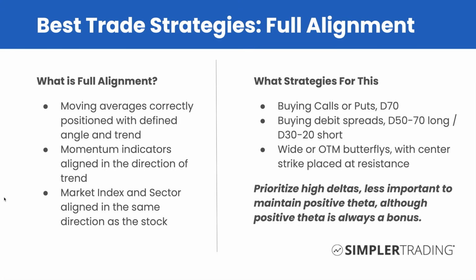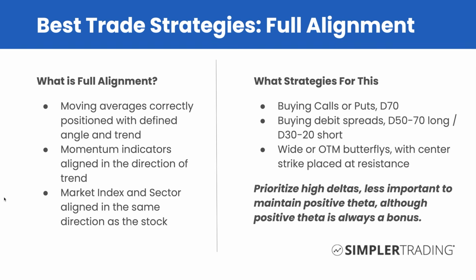What strategies do we want to implement for that? Well, in that situation, if we have everything going for us, we can go ahead and buy those calls and puts, and the rule of thumb is going to be Delta 70. We could also buy debit spreads, which is the same concept, but it has less risk, less reward, and less theta effects because you're buying something and you're selling something.